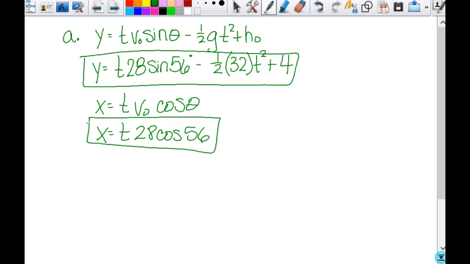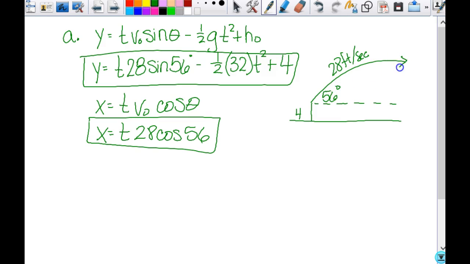Here's my picture of the ball. There's the ground, and so this is 4 feet. The ball is kicked or thrown or whatever she does. This is 28 feet per second, and this is 56 degrees. Okay, and there's the path of the ball. So it's asking me how far away will the ball land.